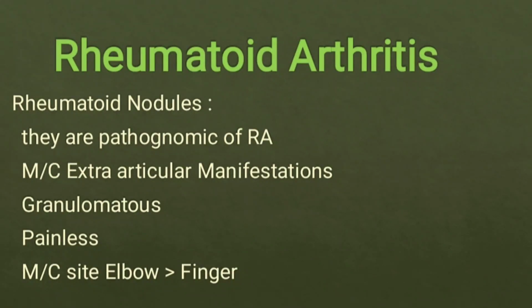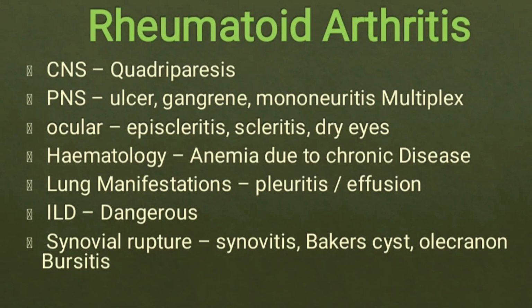Rheumatoid nodules are the most common extra-articular manifestation, and these nodules are pathognomonic of rheumatoid arthritis, and these nodules are usually painless, and the most common site is the elbow rather than the finger. In other system involvement like the central nervous system, we see quadriparesis. If the peripheral nervous system is involved, then the patient experiences ulcer, gangrene, mononeuritis multiplex, and ocular manifestations like scleritis and dry eyes are also seen.